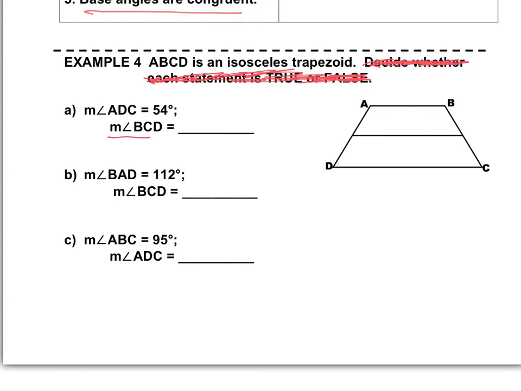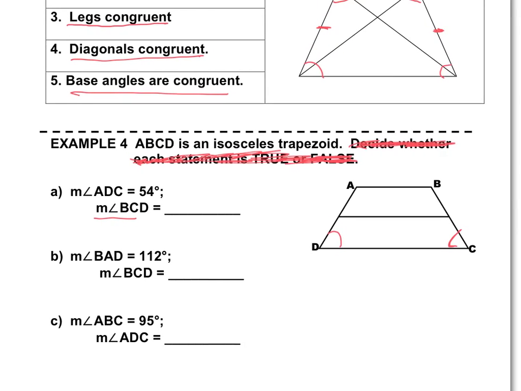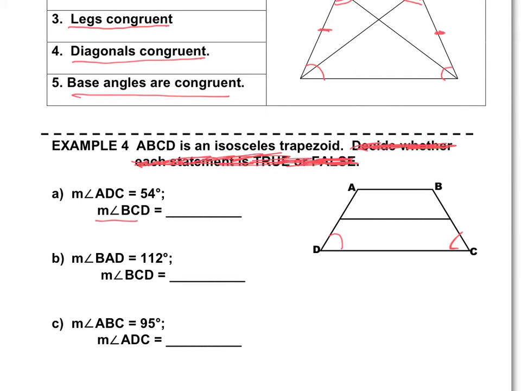All right, here they say ADC is 54 degrees. They want to know what BCD is. They want to know this guy. Well, in an isosceles trapezoid, the base angles are congruent. This is a base angle, this is a base angle. So these two angles are congruent, which means if one of them is 54, the other one is 54.